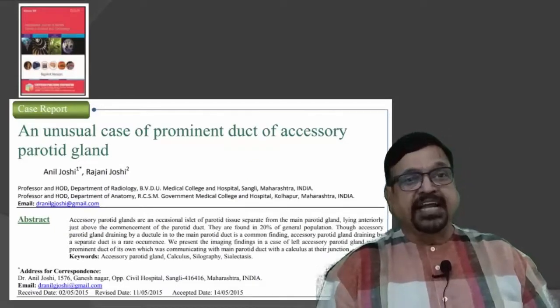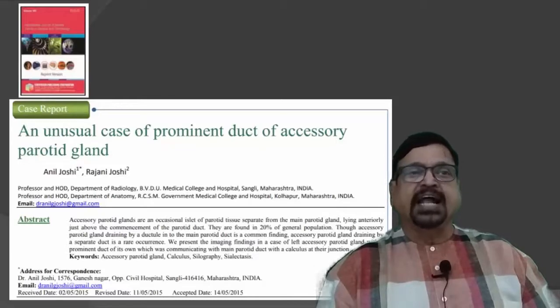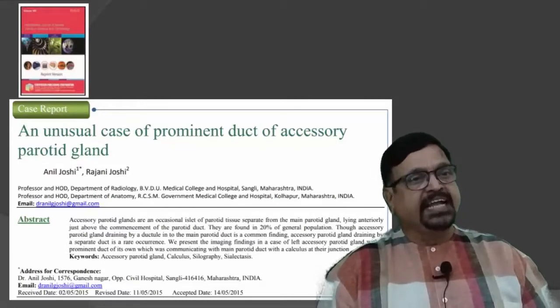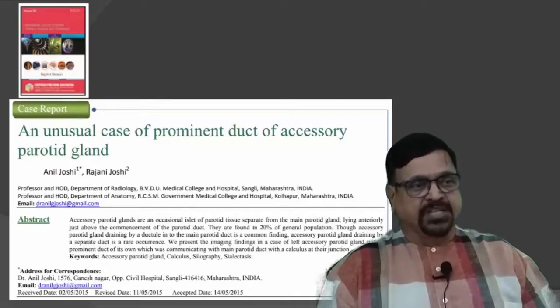It is situated at the angle of mandible. Then there are two lobes, and there is one duct which takes the secretions from the parotid gland into the mouth. In the mouth there is a puncta in which it opens.